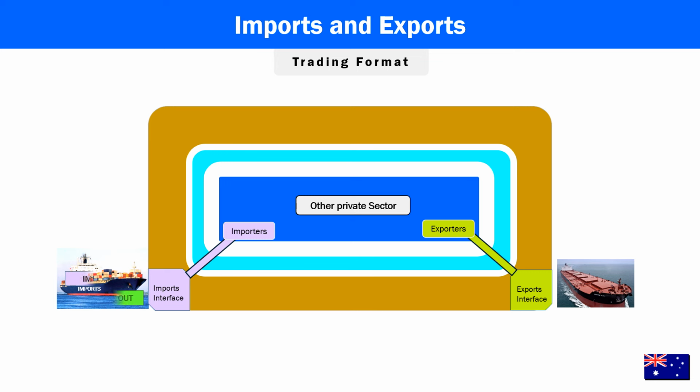Iron ore exports are shown leaving the exporter's premises and arriving at the export interface, lower right corner. They leave Australia as khaki arrows, with payments returning to Australia as green arrows.